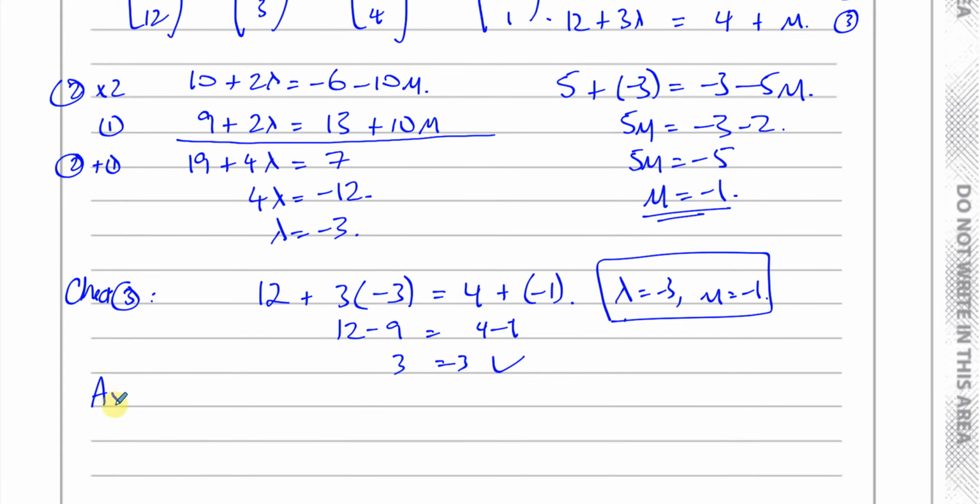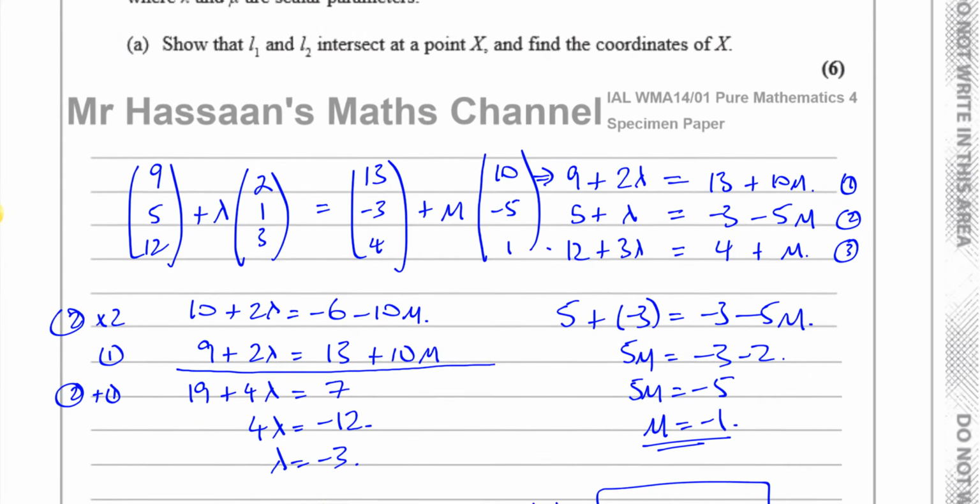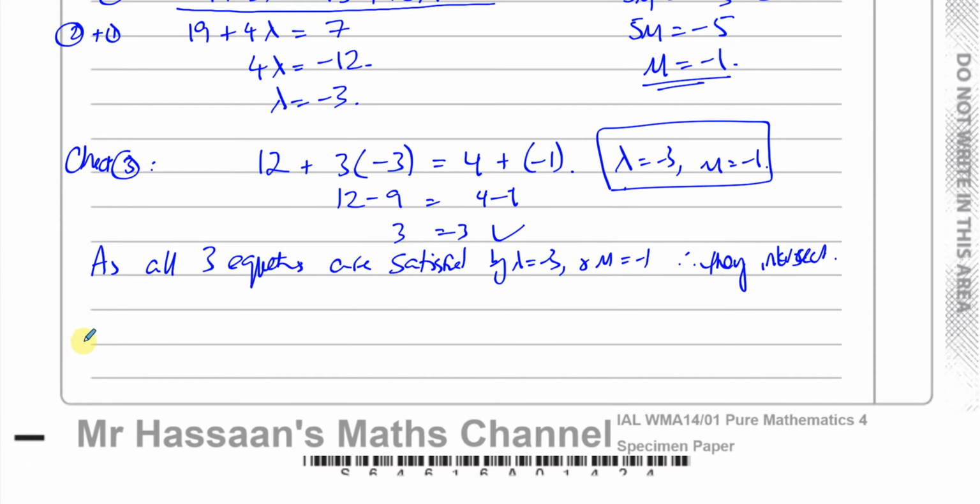As all three equations are satisfied by lambda equals minus 3 and mu equals minus 1, therefore they intersect. Now to find the point where they intersect, we can substitute lambda equals minus 3 or mu equals minus 1 into either of the two equations. Let's use mu equals minus 1 because it seems easier to substitute minus 1.